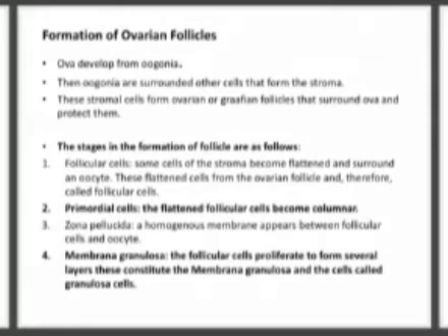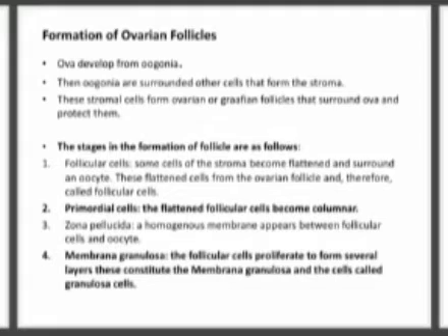Formation of the ovarian follicles. In the stroma of the ovaries, ova develop from oogonia. Then oogonia are surrounded by other cells that form the stroma. These stromal cells form ovarian or Graafian follicles that surround ova and protect them. The stages in the formation of follicle are as follows. Follicular cells: some cells of the stroma become flattened and surround an oocyte. These flattened cells form the ovarian follicle and are therefore called follicular cells.